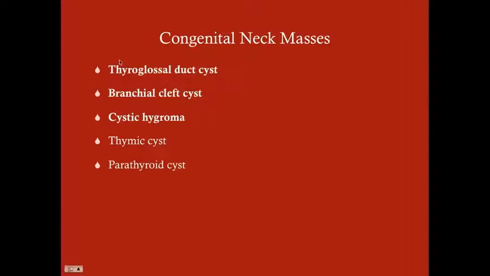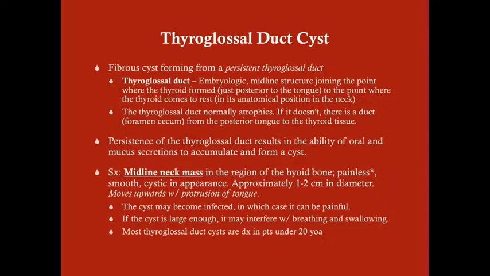And what's really going to help you differentiate these is the location, where these cysts, where these anomalies are. So the thyroglossal duct cyst is a fibrous cyst, and it forms because of a persistent thyroglossal duct. What is the thyroglossal duct?